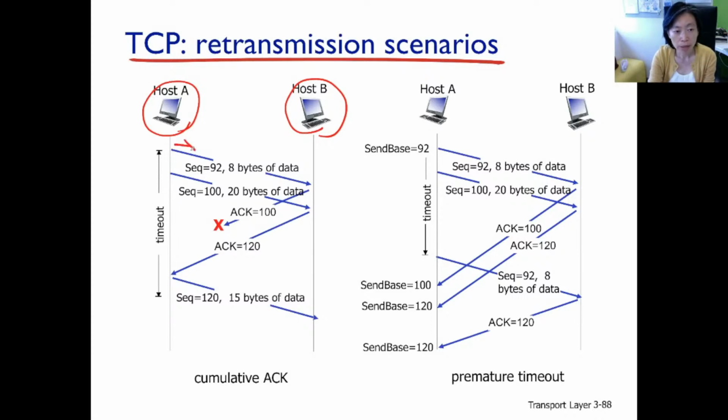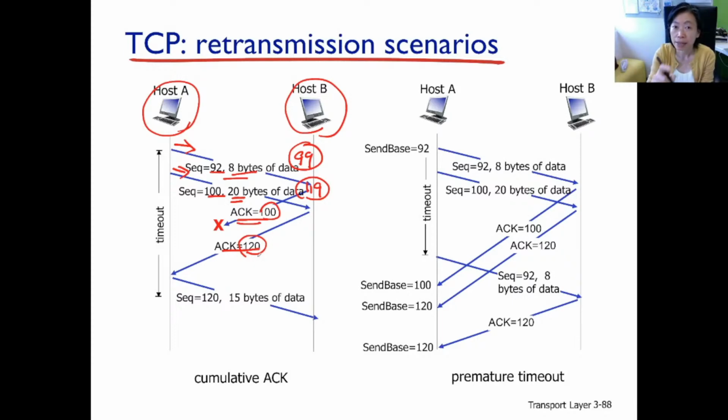The second example: again, Host A is the data sender, Host B is the receiver. This time Host A sends 2 packets back to back. First, starting from 92 and carrying 8 bytes of data. So we know the last byte is 99, therefore the second packet starts from 100. With 20 bytes of data carried, the last one is 119. Therefore, the ACK for the first packet is last byte plus 1, 100, and the ACK for the second packet is last byte plus 1, 120.